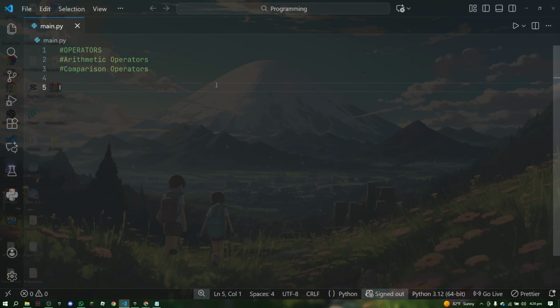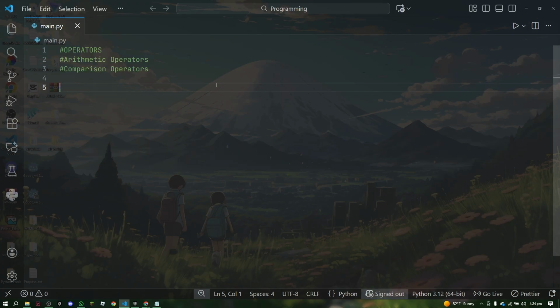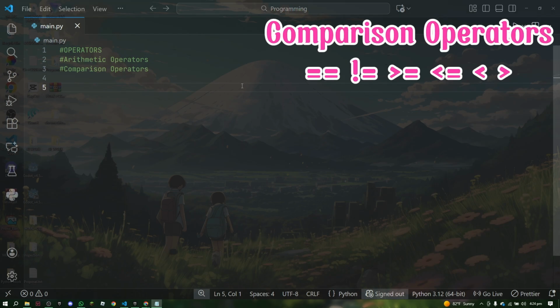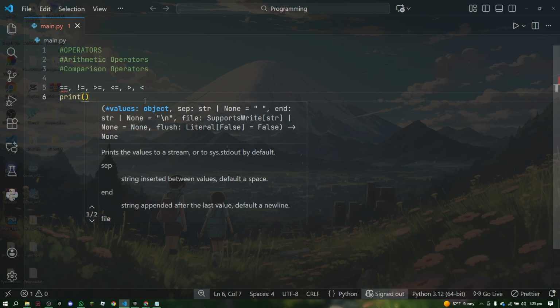So now that you've done that, we're going to move on to comparison operators. Now, as the name suggests, they are used to compare certain values. The comparison operators are double equals, not equals, greater than or equals, less than or equals, right? And, obviously, greater than or less than. These are the comparison operators. We're going to test out all of them and see what they do.